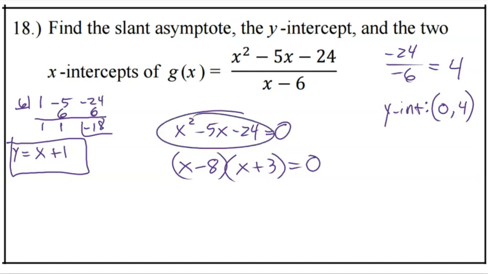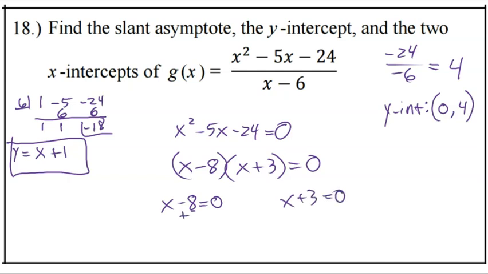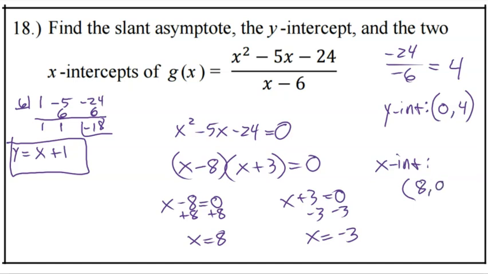Okay, so we have factored, and now all we have to do is set each one of these equal to 0 separately. So x minus 8 equals 0, x plus 3 equals 0. Add 8, and we get x is equal to 8. Subtract 3, and we get x is equal to negative 3. Therefore, our x-intercepts are 8, 0, and negative 3, 0. These are our x-intercepts, and we have identified the slant asymptote, the y-intercept, and the x-intercepts.